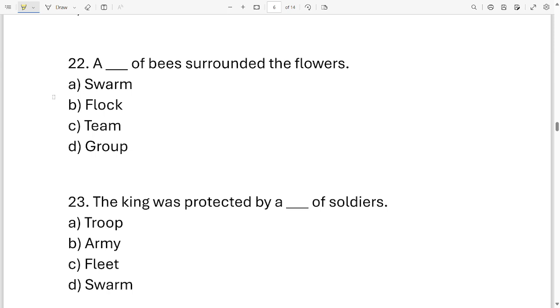And the correct option is option A. A swarm of bees surrounded the flowers. Okay, let's move on to the next one.